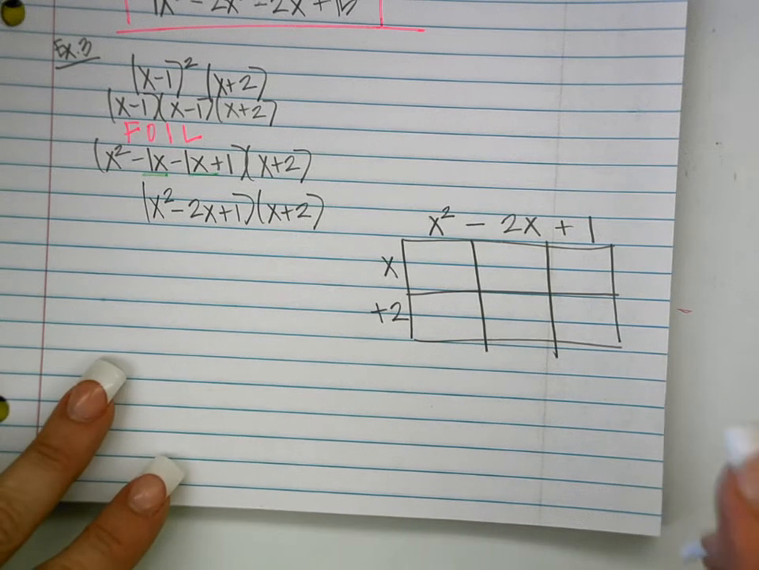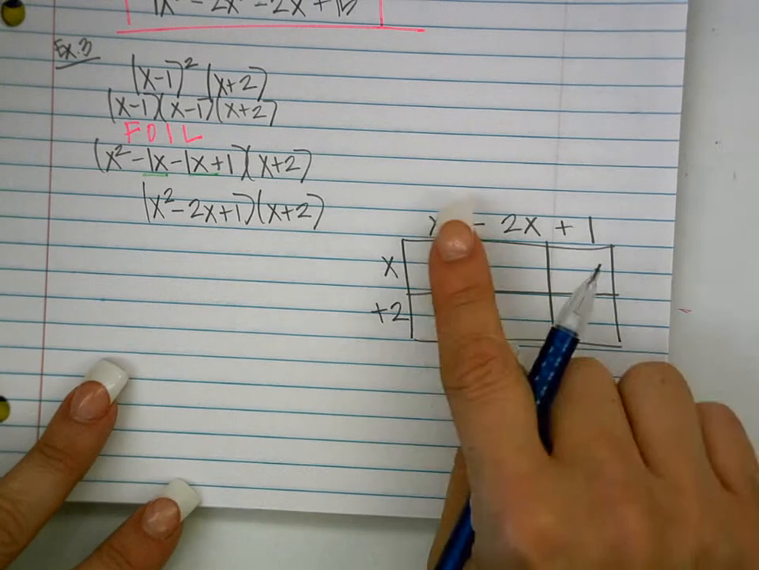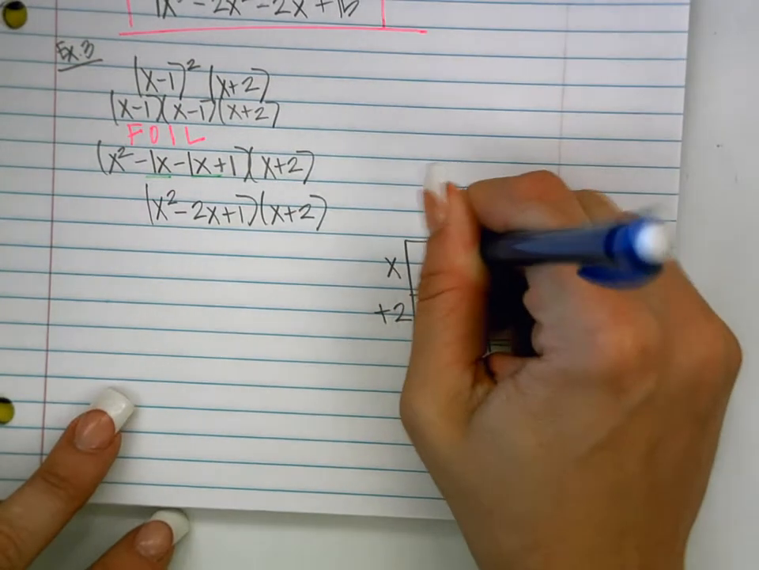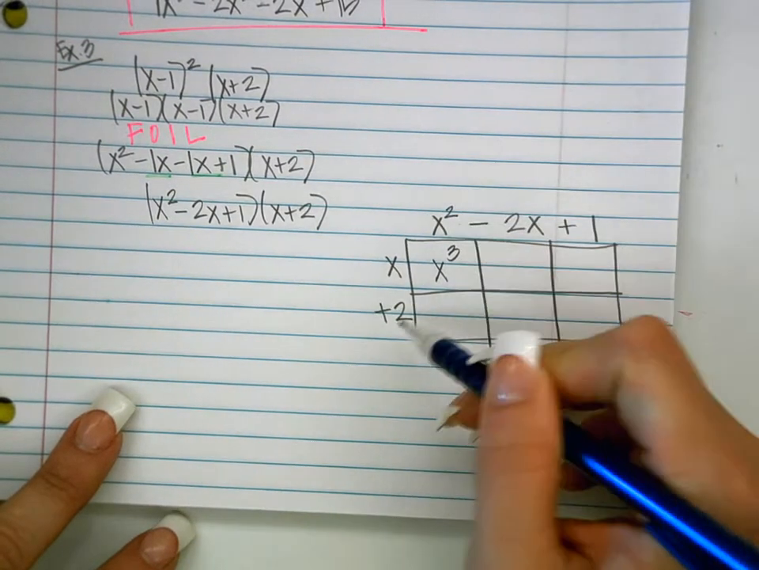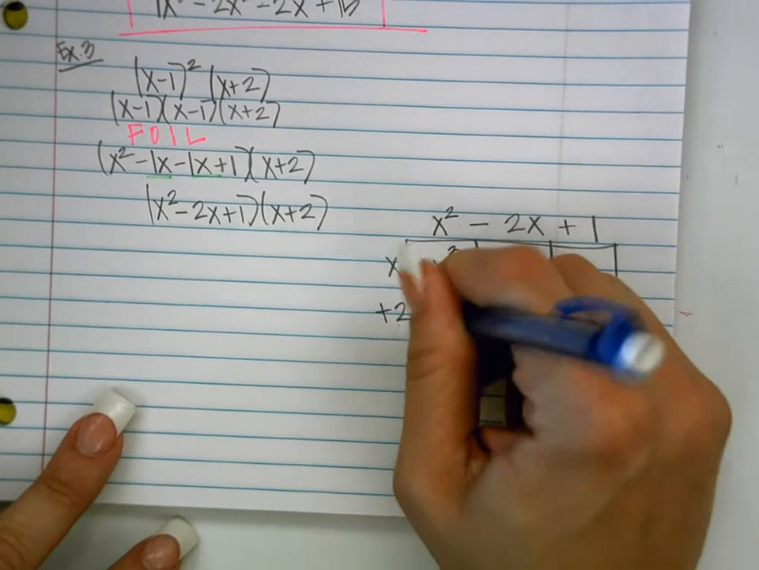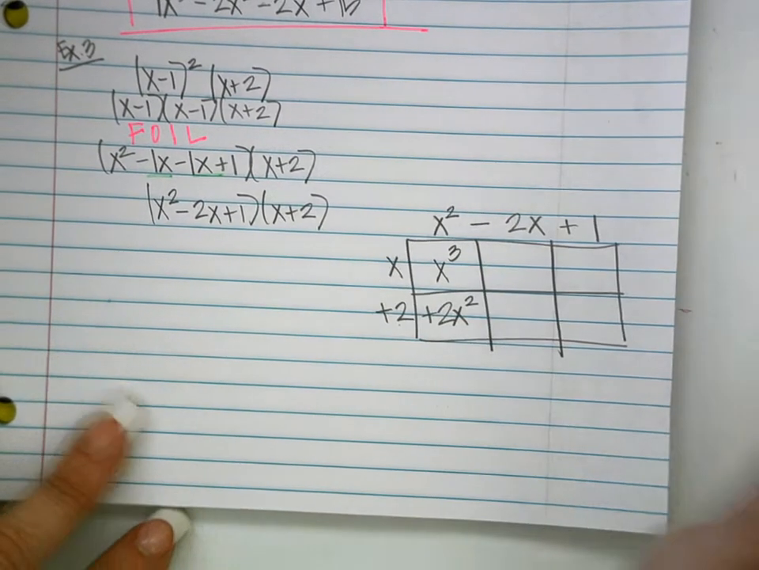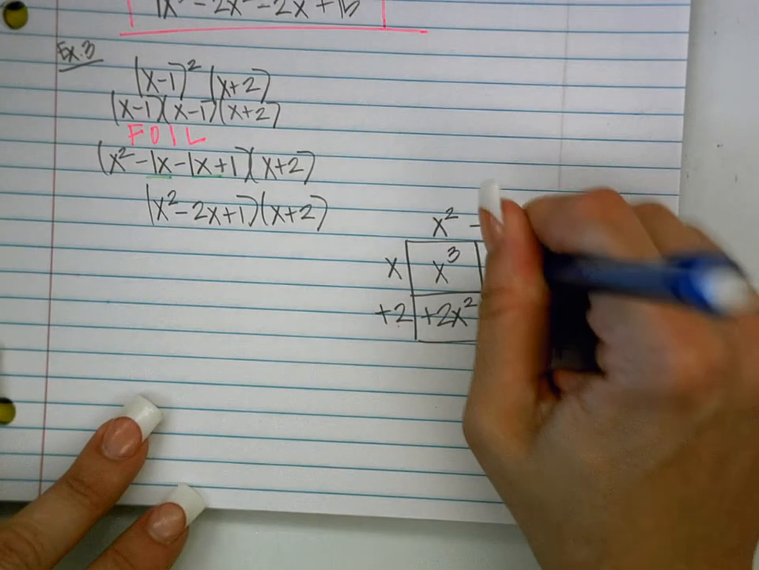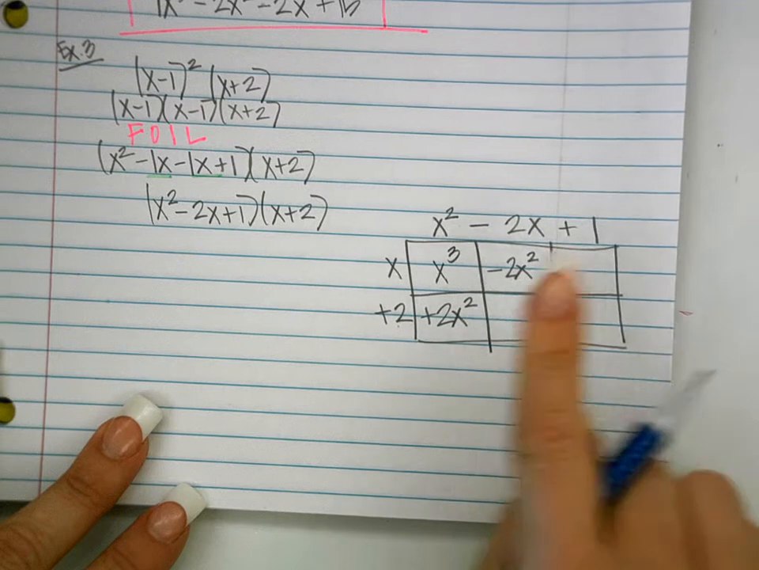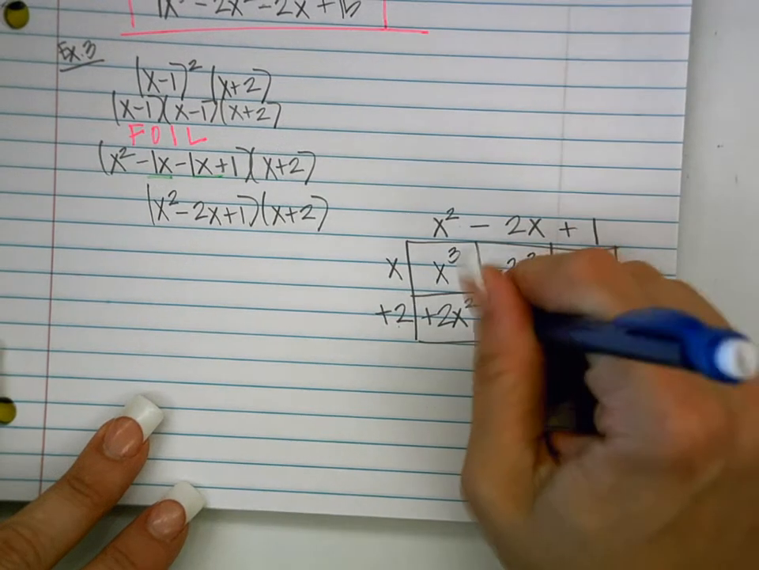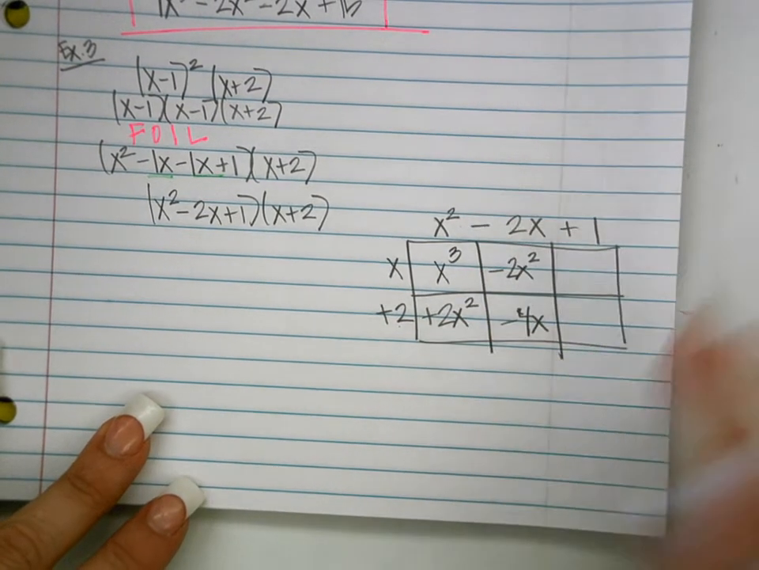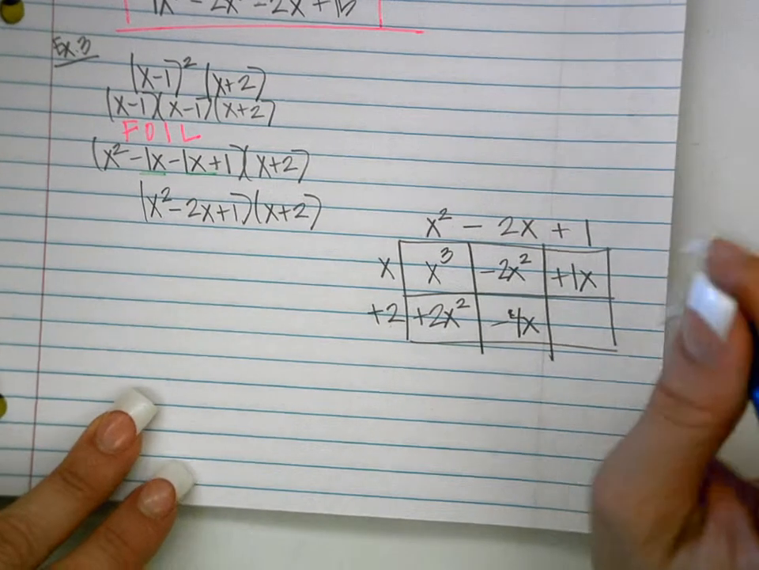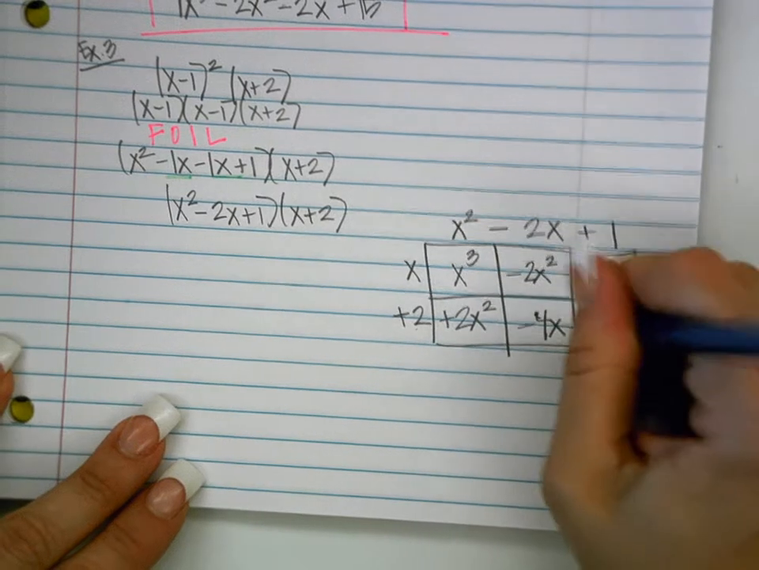X cubed. Remember, we're not adding them together. You're just adding their exponents. So this would be x to the third power. If you multiply x squared times positive 2, that gives you plus 2x squared. Okay, you do have to put in the signs. X times negative 2x gives you negative 2x squared. Negative 2x times 2 gives you minus 4x. 1 times x gives you plus 1x. And then the last one, positive 2 times positive 1 gives you a plus 2.